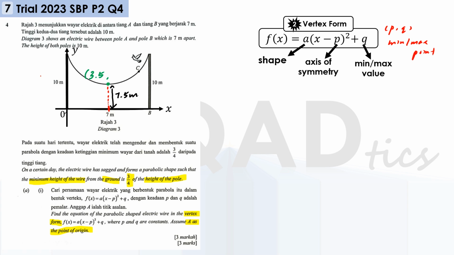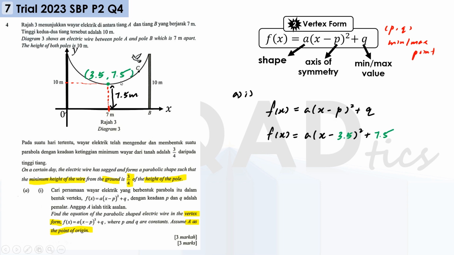Therefore, our y coordinate is the distance from the minimum point to the ground, right? So the y coordinate is 7.5. Let's plug these two values into our function first. Now, as you can see, we are left with 3 unknowns: f of x, a, and x. The main issue for this kind of question is that we are unable to find the value of a.